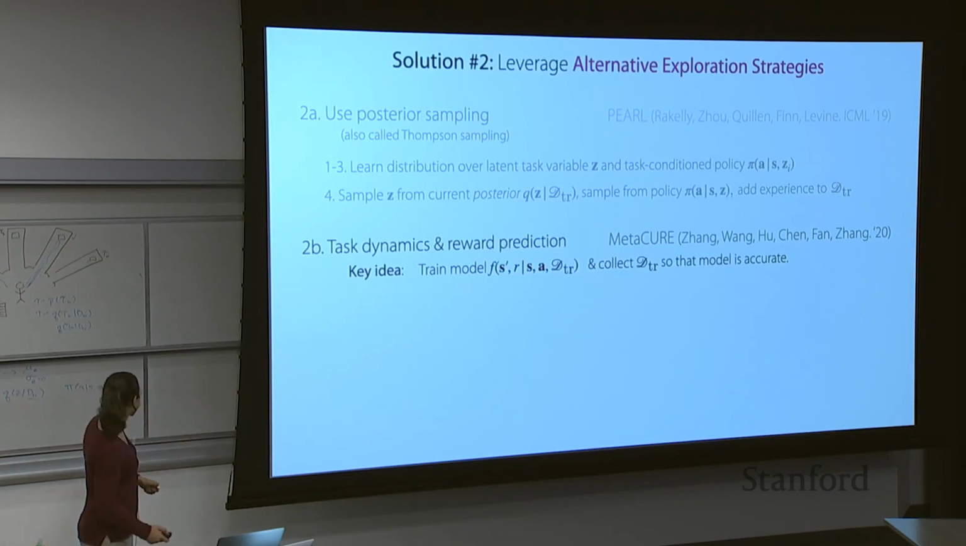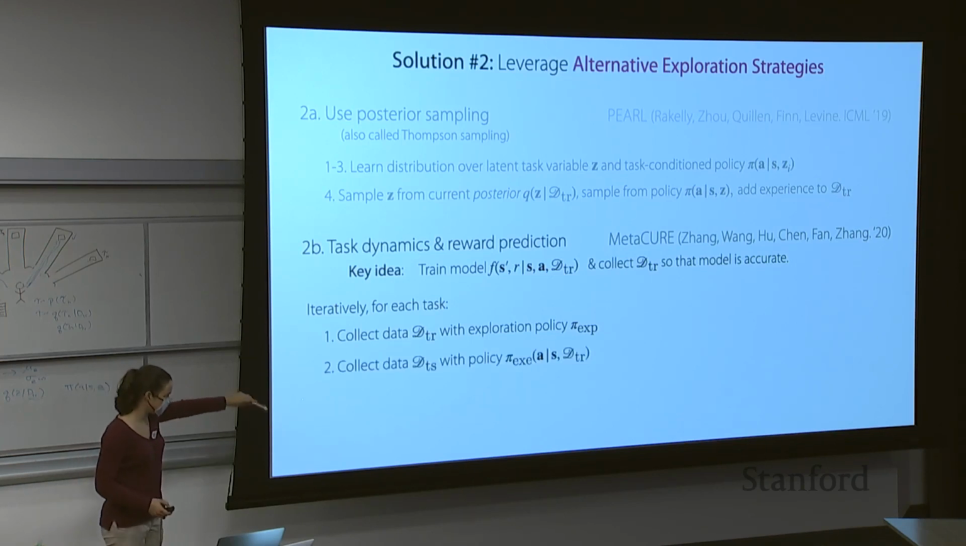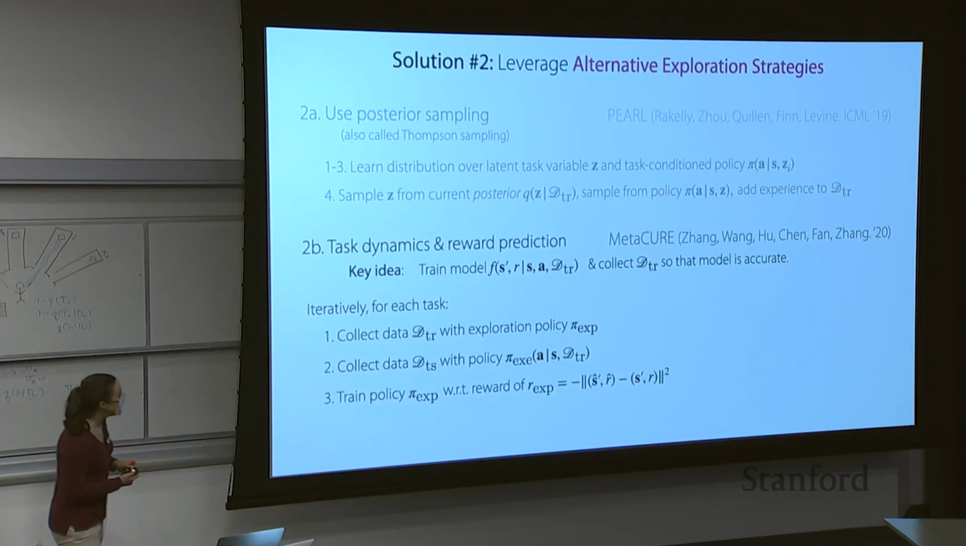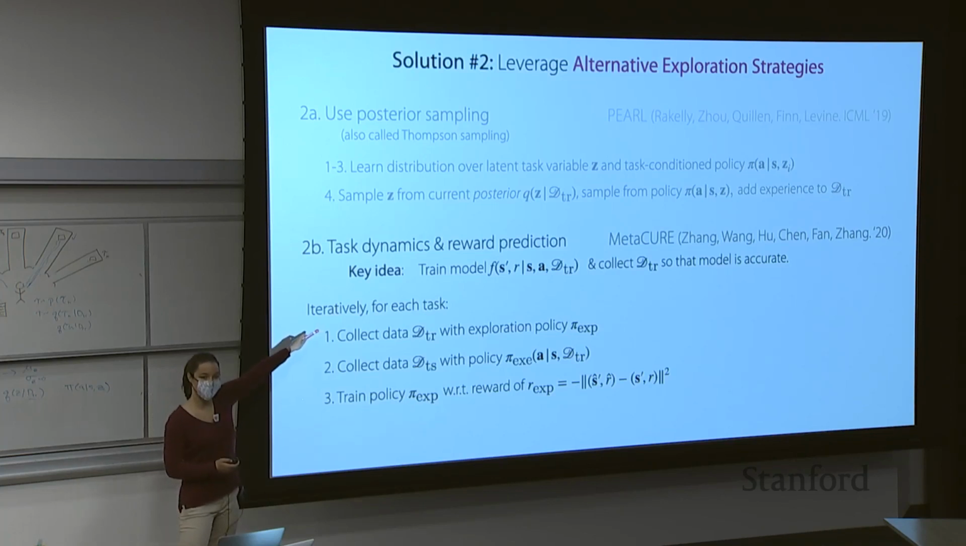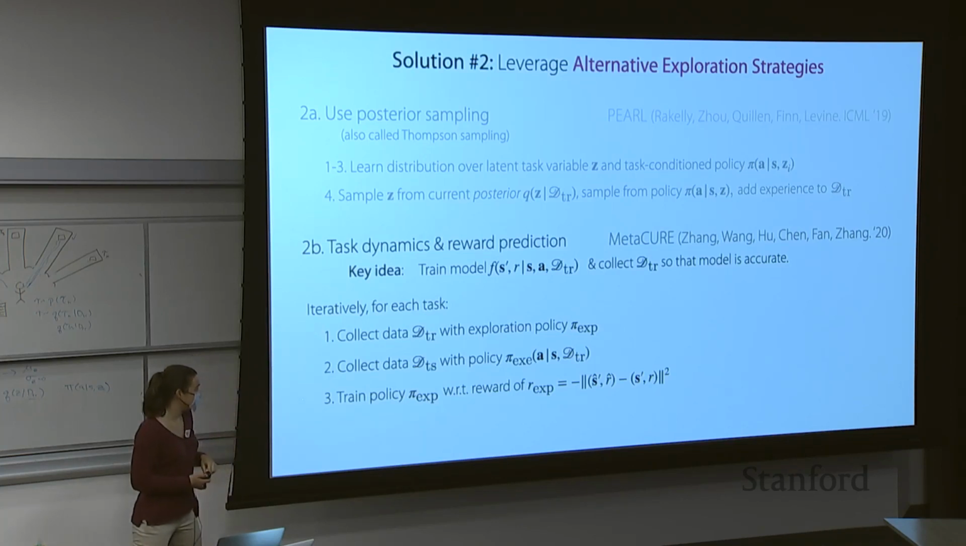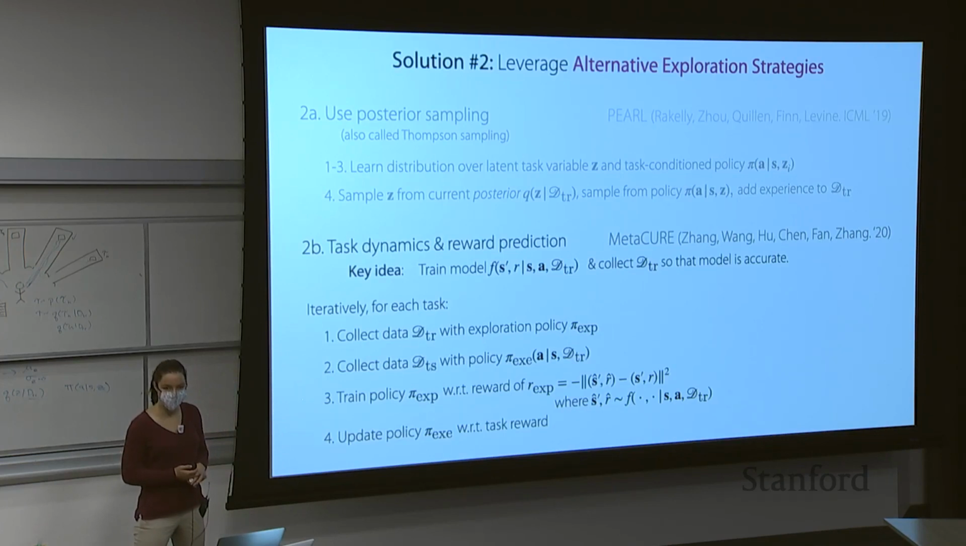An approach like this would look like this: for each task, you collect some data with your current exploration policy. Then you also collect data with the execution policy, a separate policy that tries to solve the task based on the collected data. Then train your exploration policy with respect to the reward of the negative error of your dynamics model, and train your execution policy with respect to the goal of solving the tasks.